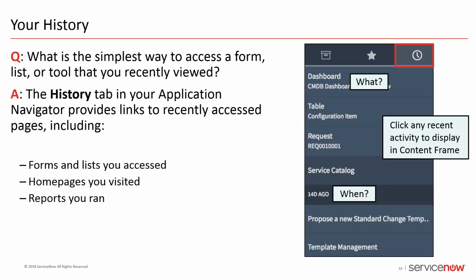The history tab in your application navigator contains a scrolling list of your recent history with ServiceNow broken down by approximate time frame. This might include, for example, forms you were filling out, lists you were searching, and home pages you were viewing. You can click to open any recent activity in your content frame.